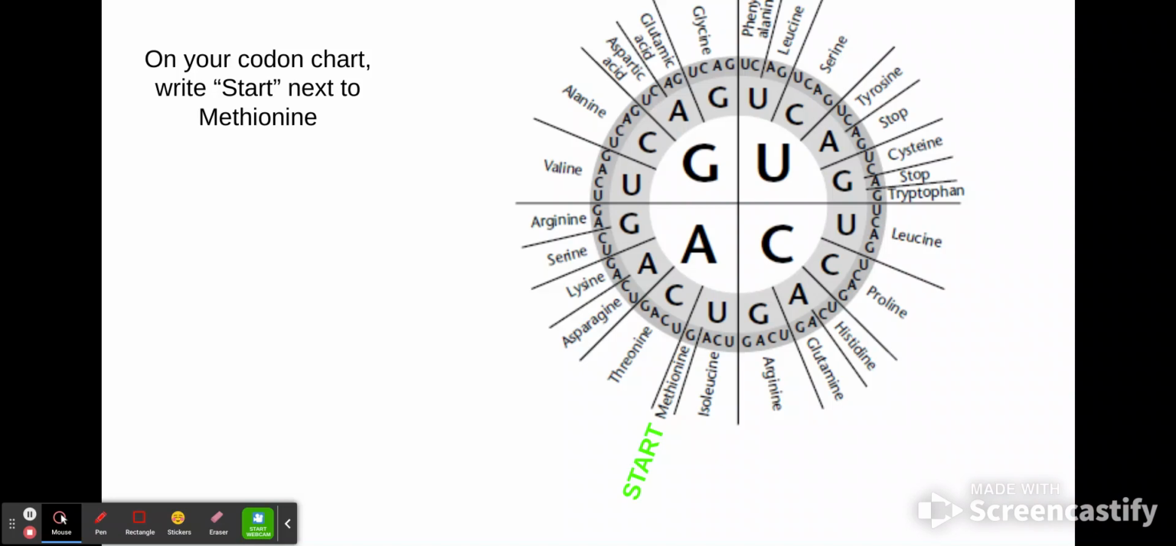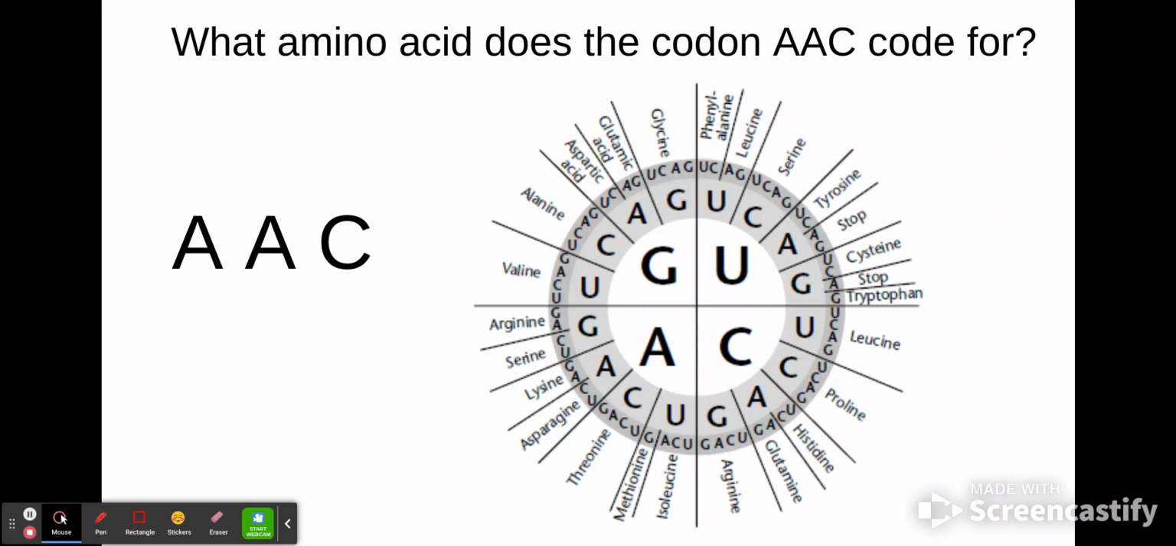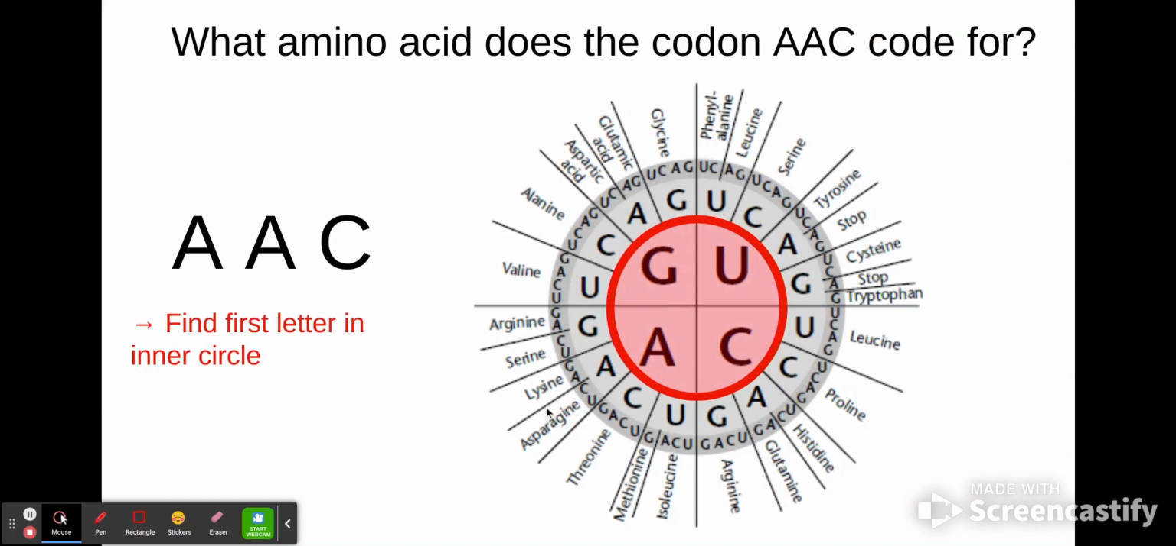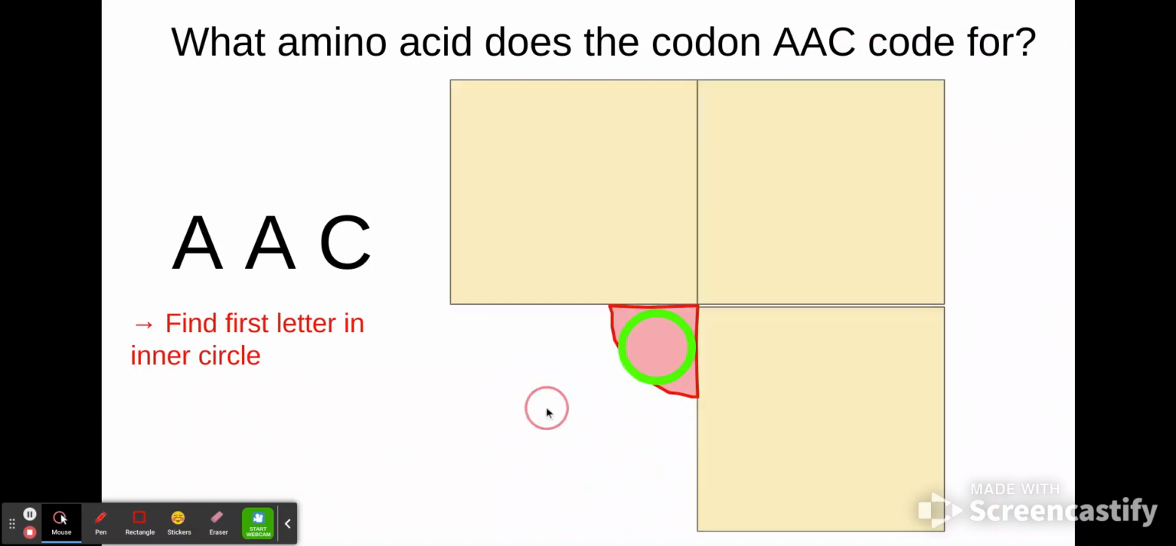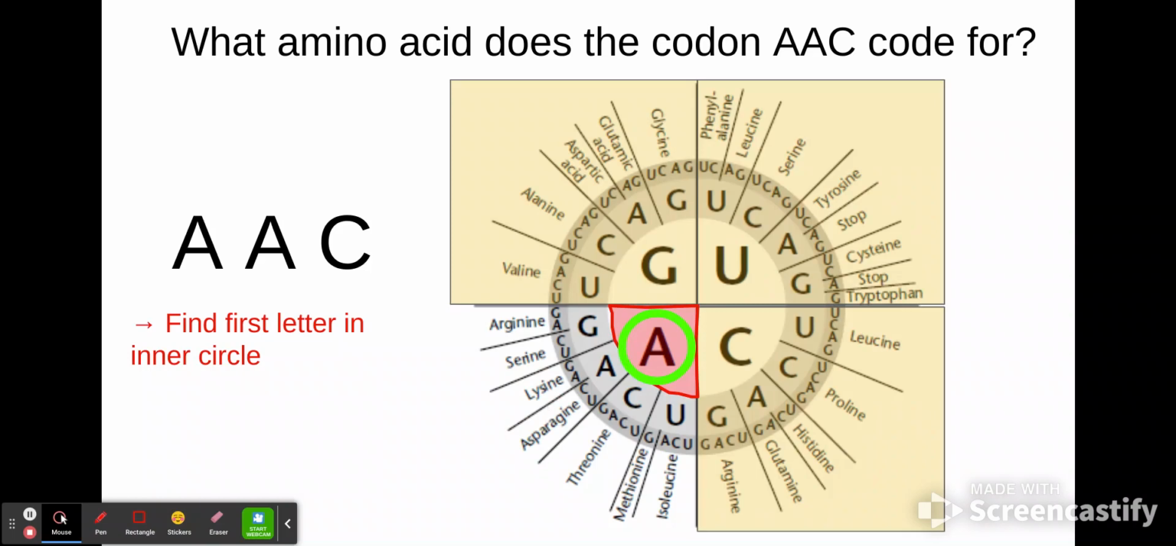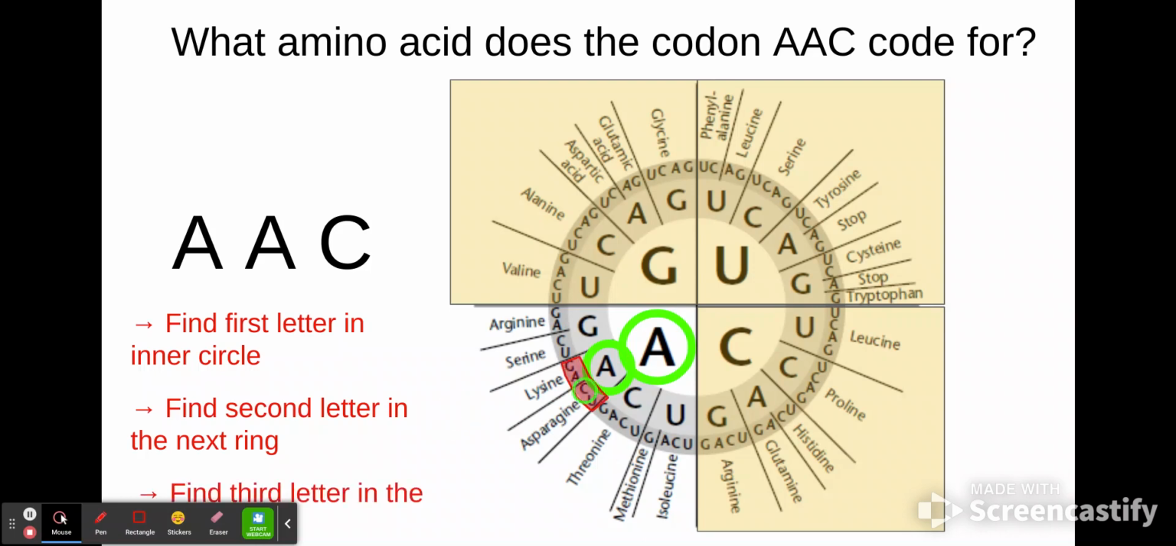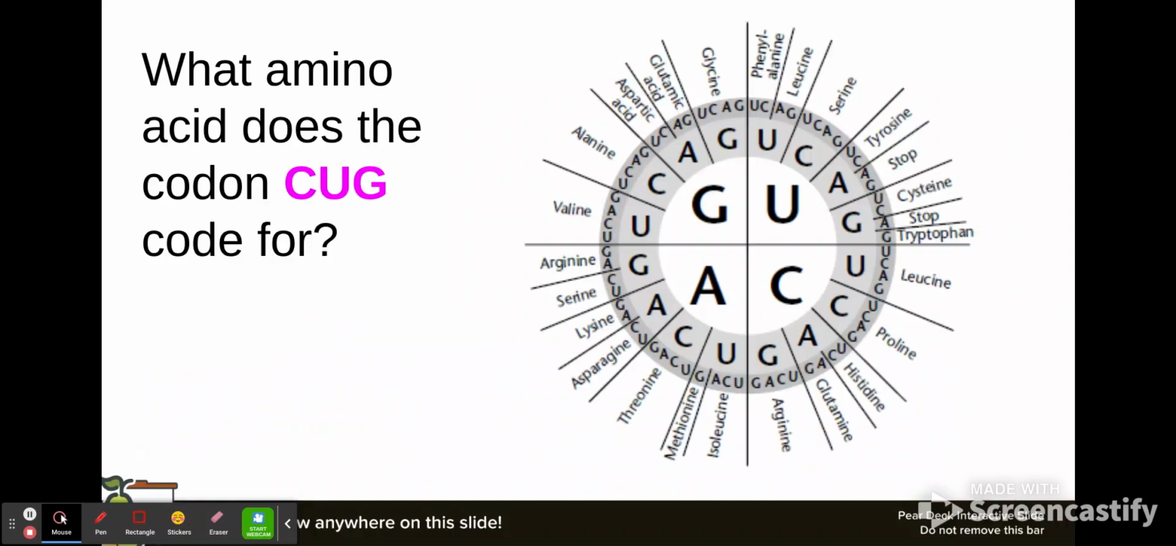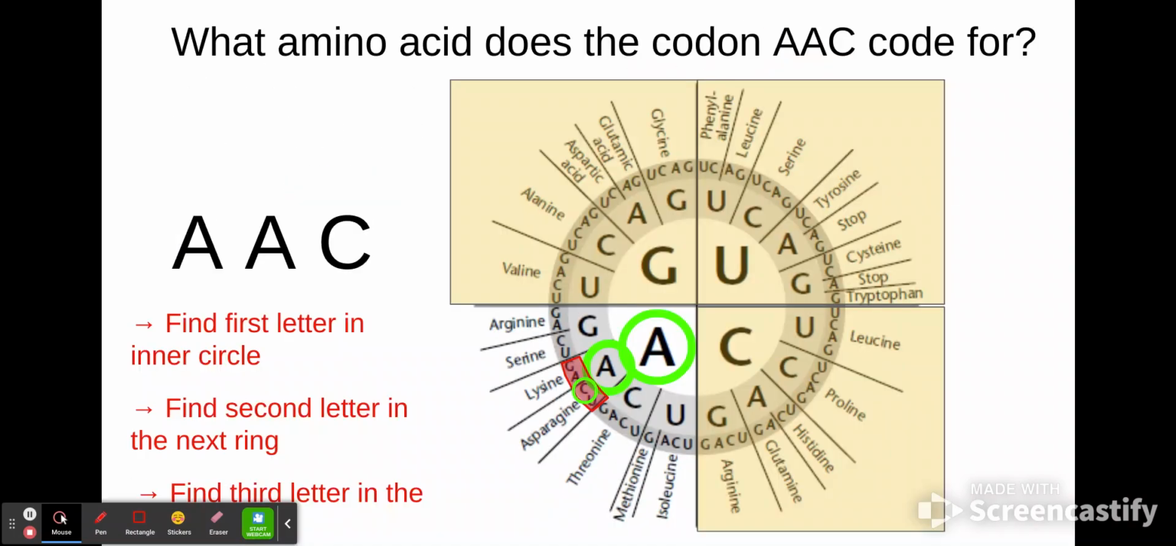All right, excellent. So let's do one more. AAC. Okay, find A in the inner circle. So we find A in the inner circle, block everything else out. The next letter is A, so find it in the second circle. And then the third, and block everything out. And then my third letter is going to be C. And so we're going to end up coding AAC asparagine. Okay, so AAC asparagine.